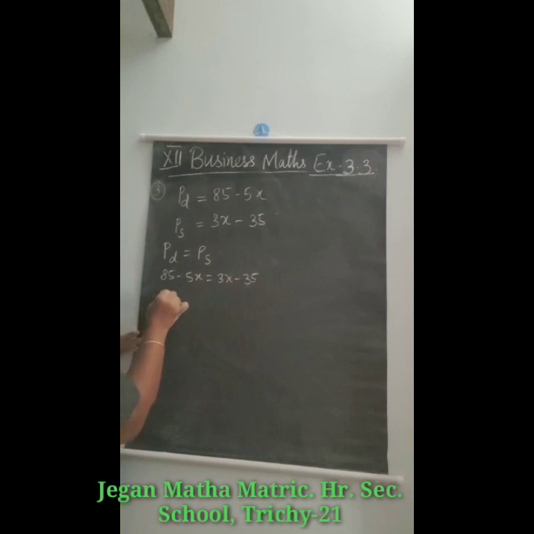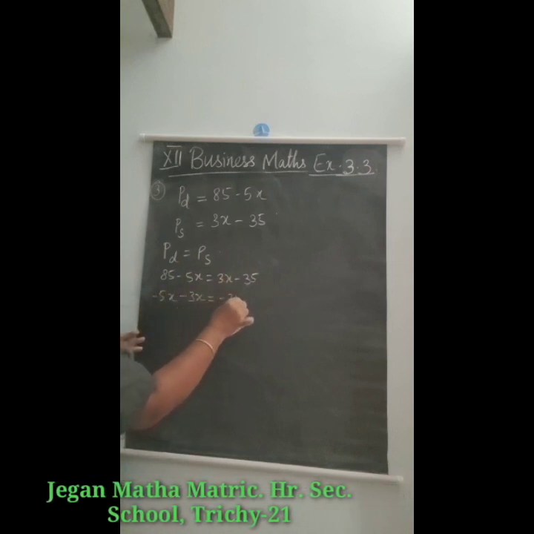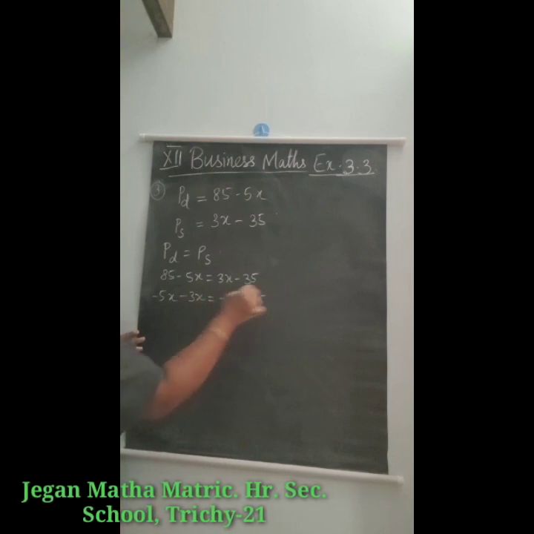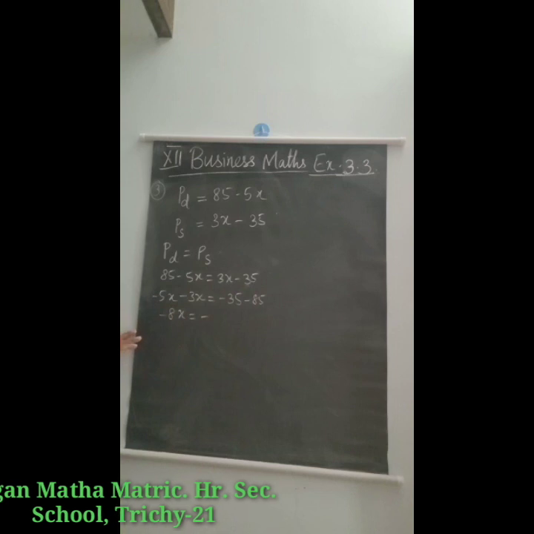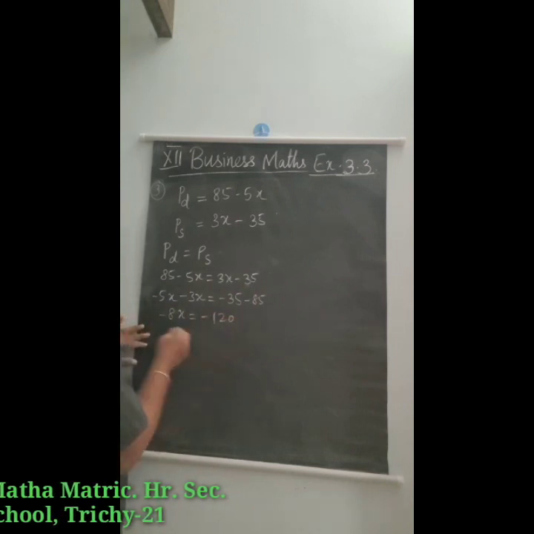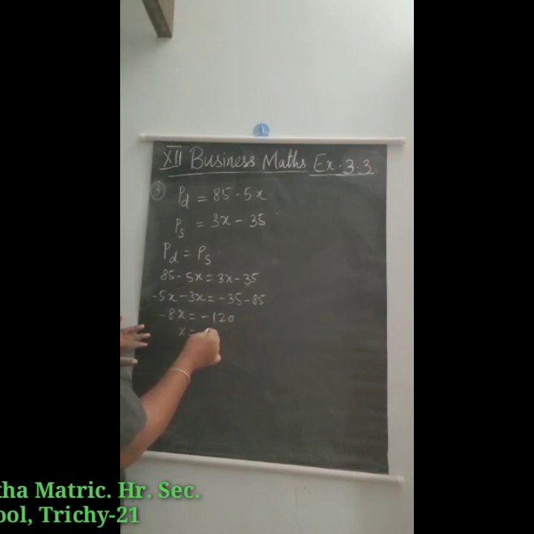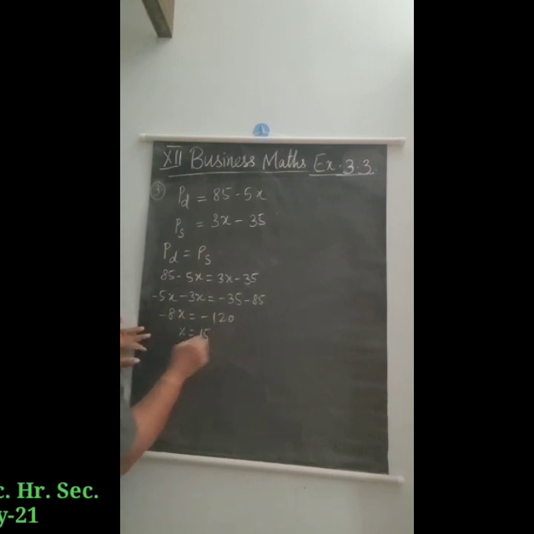So minus 5x, here minus 3x is equal to minus 35 minus 85. Here minus 8x is equal to minus 35 minus 85, that is minus 120. Minus minus cancel. So x is equal to 120 divided by 8. We will get 15. So x is equal to 15, which means x naught is equal to 15.